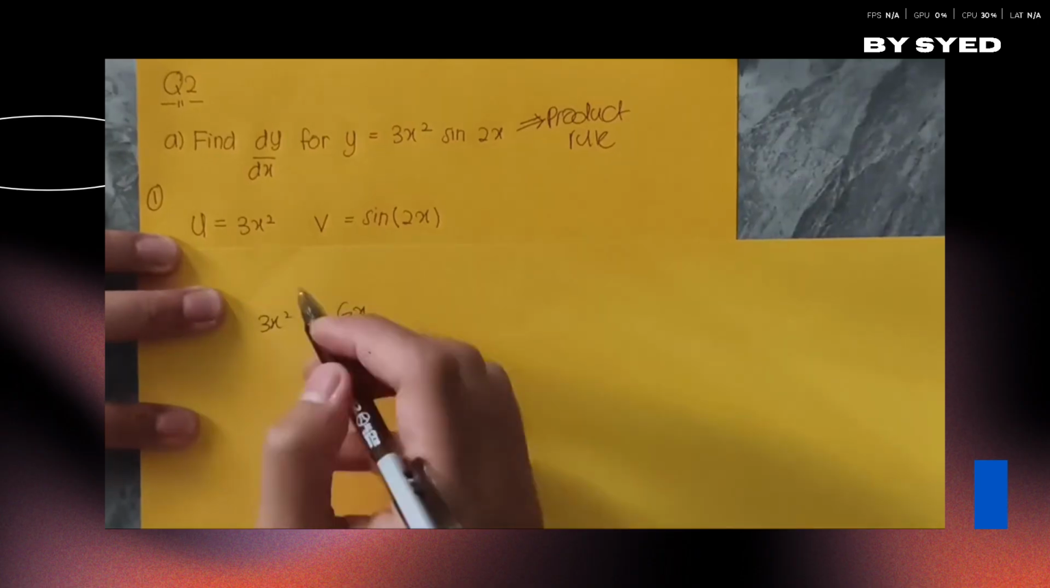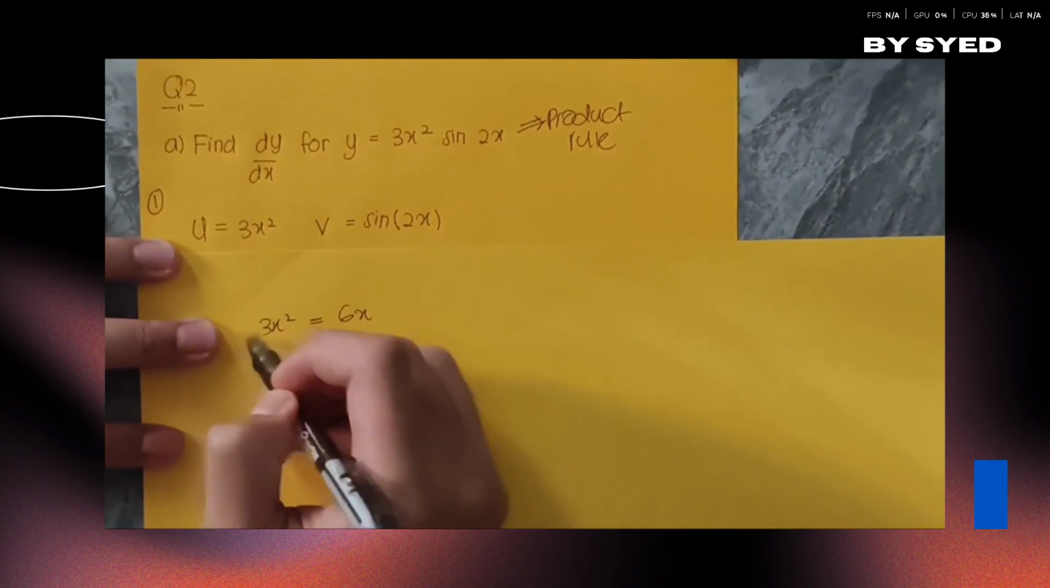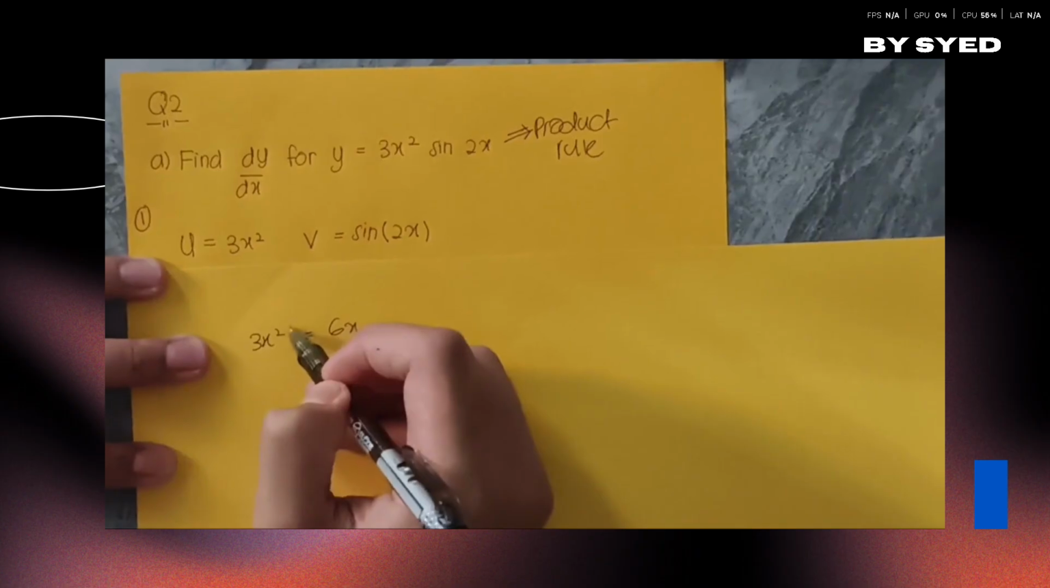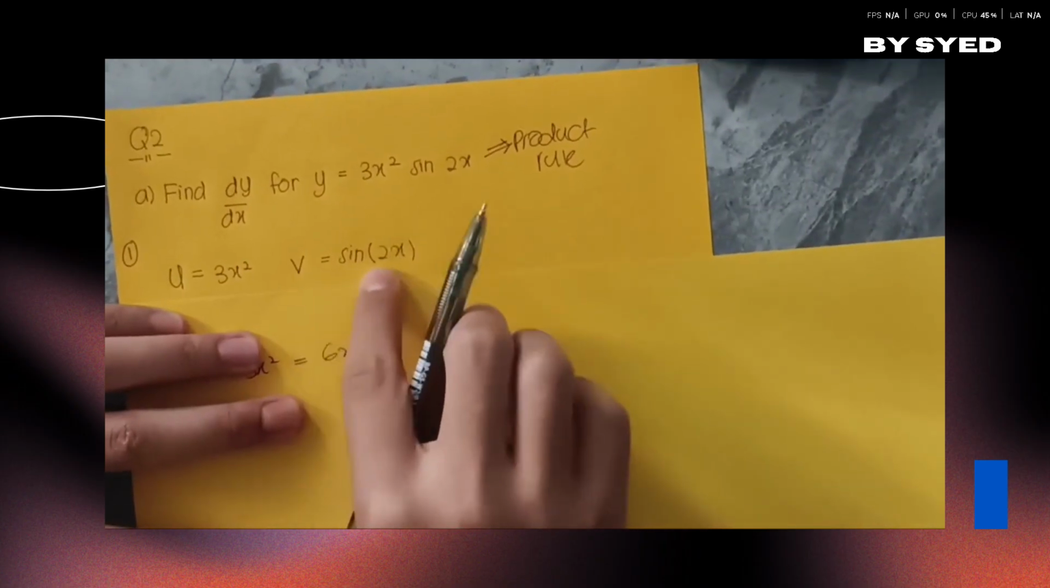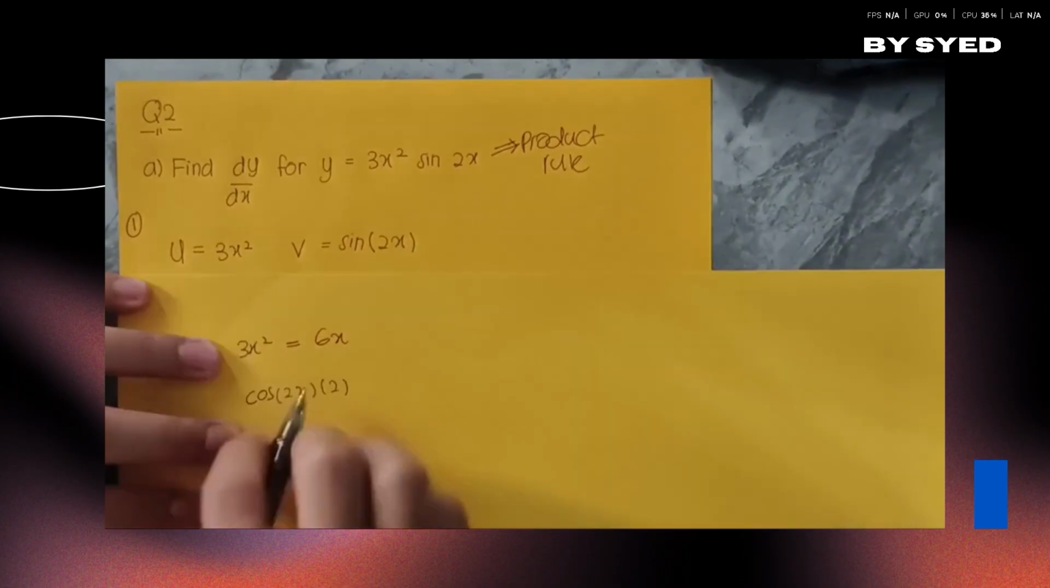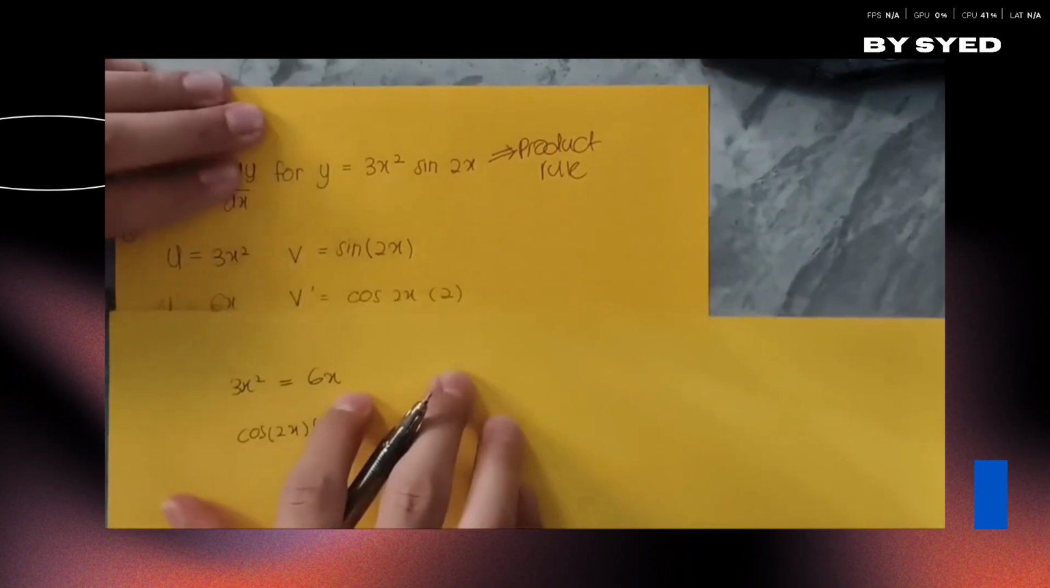How can I get it? With the 2, you need to move it in front, and for the power, this 2, you need to minus 1. You will get 6x. And differentiate sine 2x, I will get cos 2x times 2.